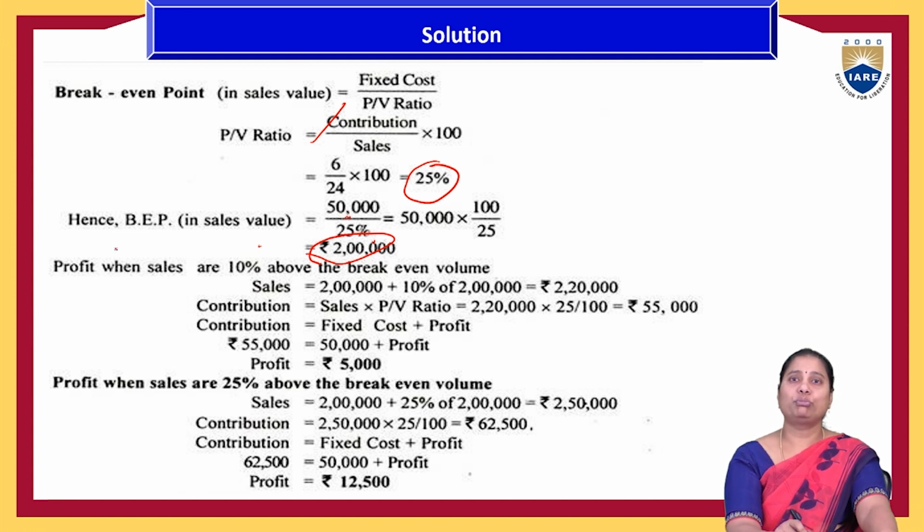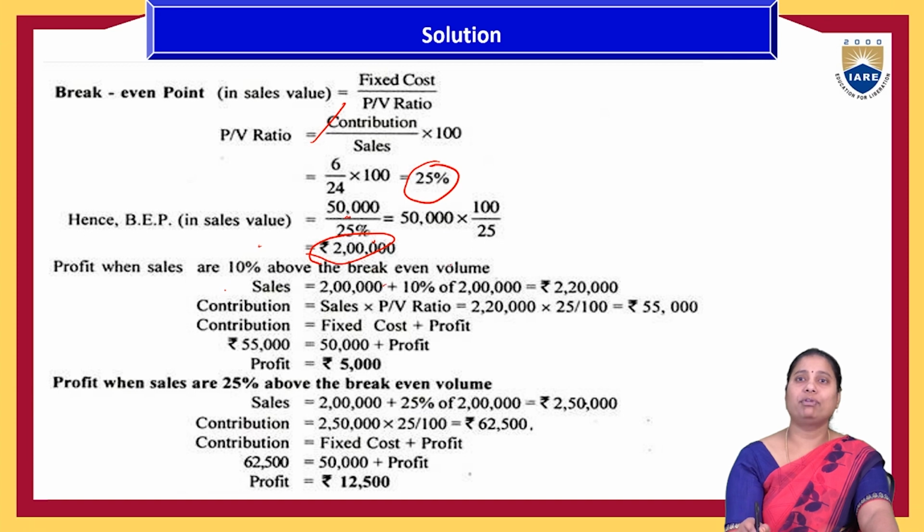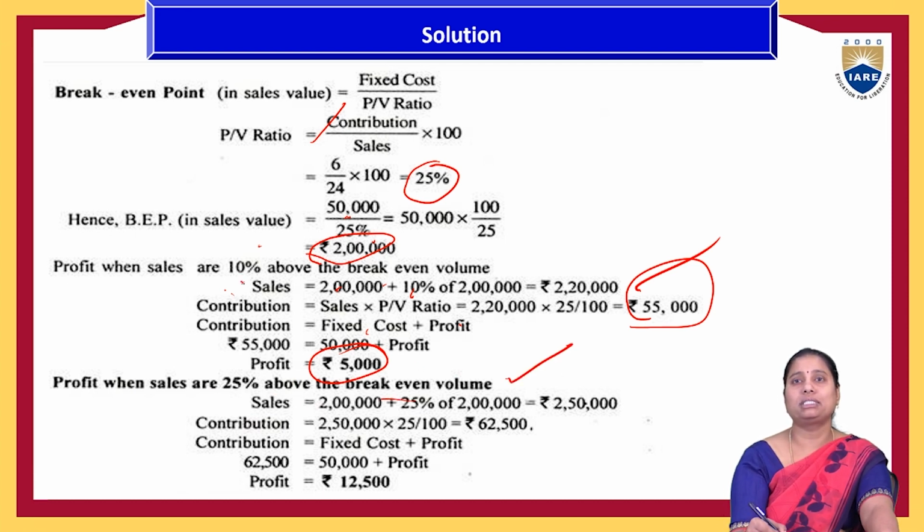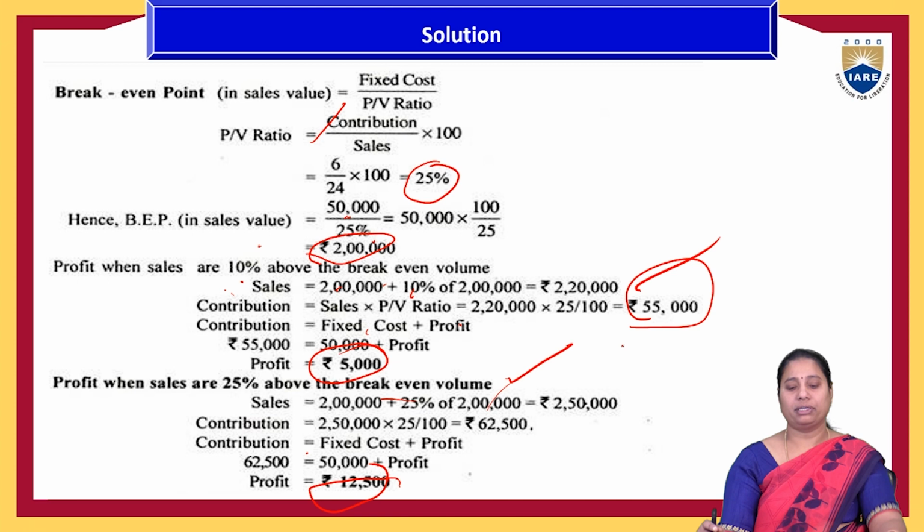But they have asked for the profit when sales are 10% above the break-even volume. Sales will be equal to the break-even of 2 lakhs plus 10% of 2 lakhs, which means 2,20,000. The contribution will be sales into P/V ratio, 2,20,000 into 25%, which means 55,000. The contribution is equal to fixed cost plus profit, so the profit will be 5,000. When the sales are 25% above the break-even volume, the same thing we can apply for the 25%, and then it will be 12,500.